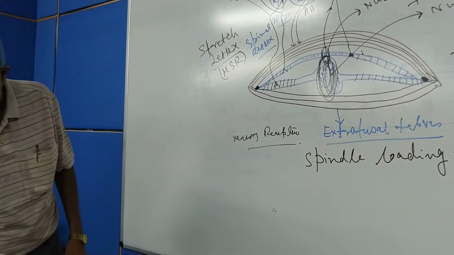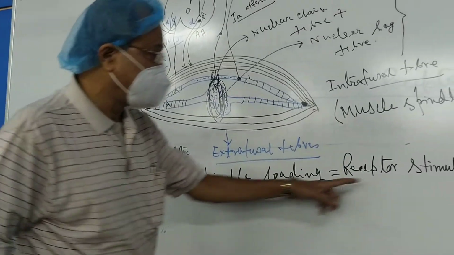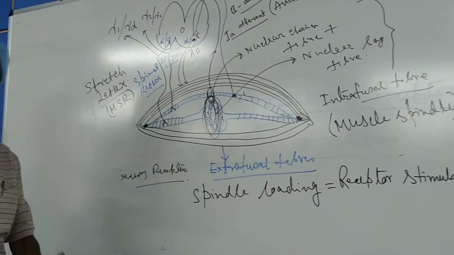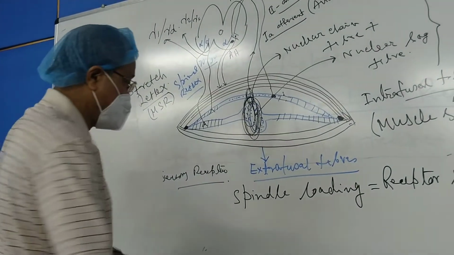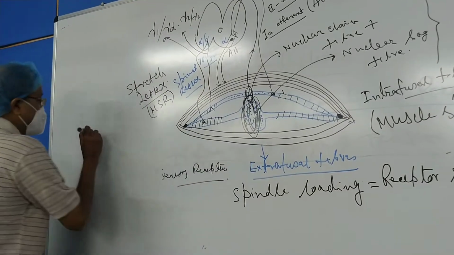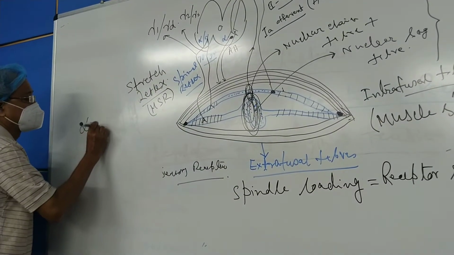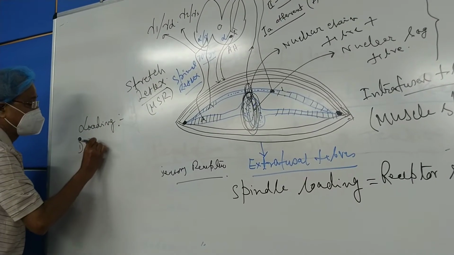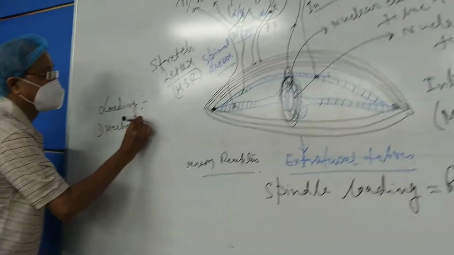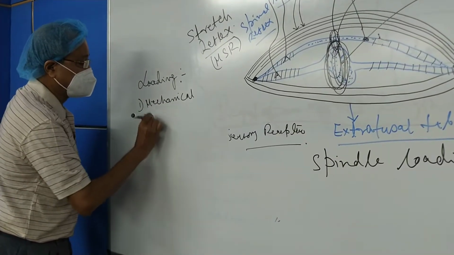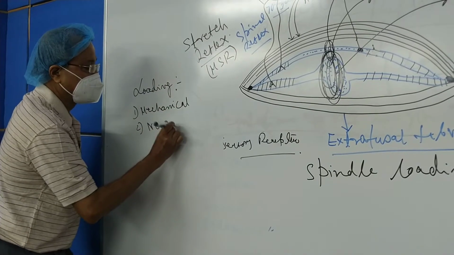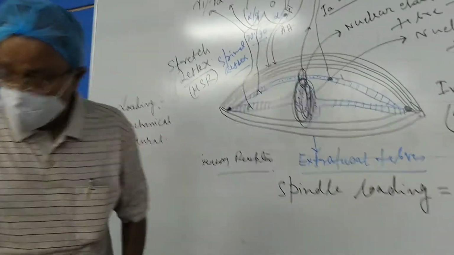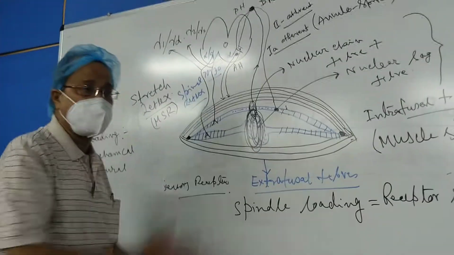Mechanism of spindle loading. Spindle loading means muscle spindle stimulation or receptor stimulation. This should be kept in mind. This is very important. Now this loading can occur by two means. One is mechanical and second one is neural. Now we shall talk about the mechanical first. What is the mechanical stimulation of the spindle?